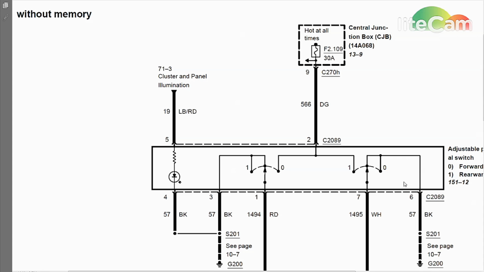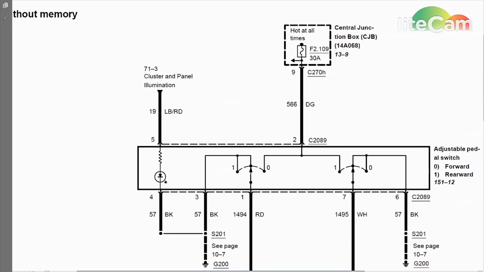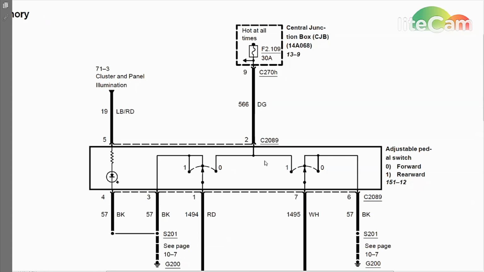If I went through this and I was diagnosing it myself, before I start pulling switches out of the dash or the seat or wherever it's at on this particular vehicle, I would check the fuse and make sure that's okay. Then I would go over to the adjustable pedal switch. You can see it here. This whole thing's the adjustable pedal switch. I would check this light emitting diode to see if it's working or not. Turn the headlights on, and the switch should light up.